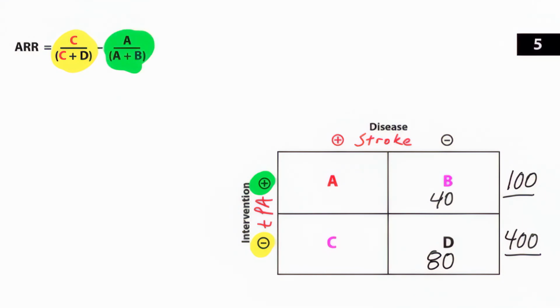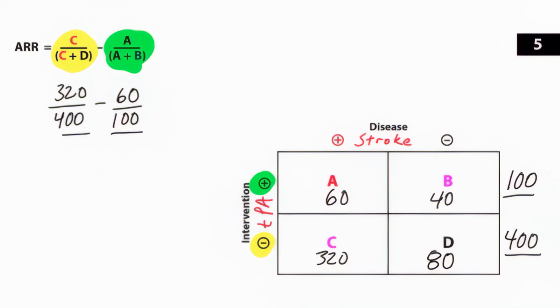Poor outcome was experienced in 320 out of 400 in the control group who were not given TPA, which is C divided by C plus D. A poor outcome was experienced in 60 out of the 100 in the group given the TPA, which is A divided by A plus B. So the absolute risk reduction is 320 divided by 400 minus 60 divided by 100, which is 0.2.